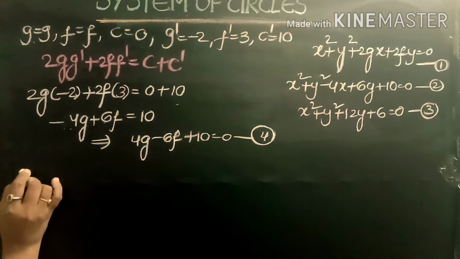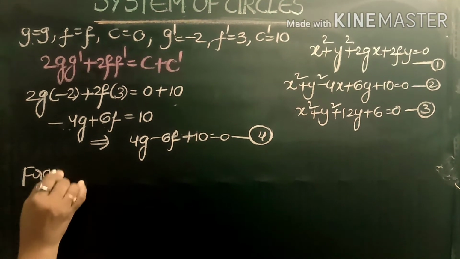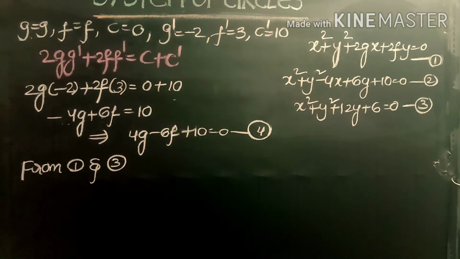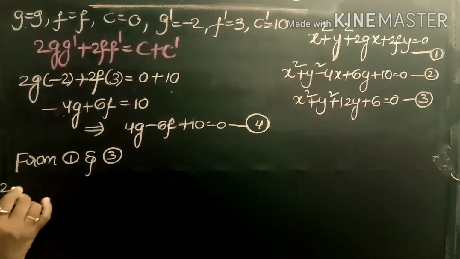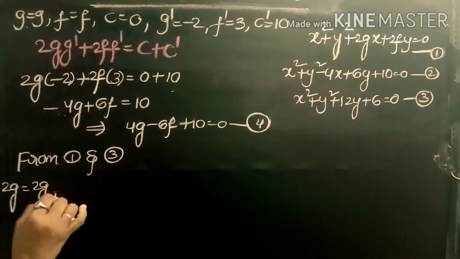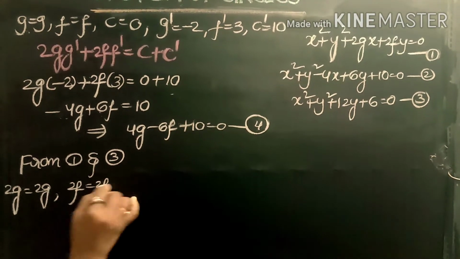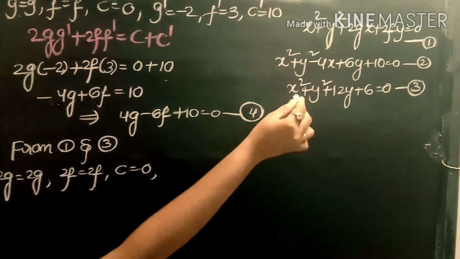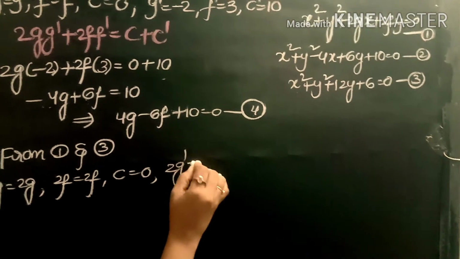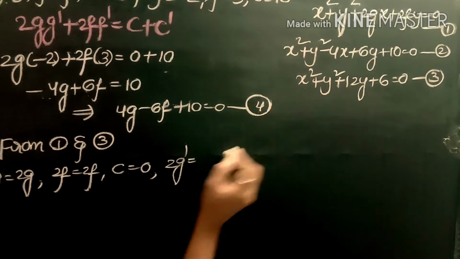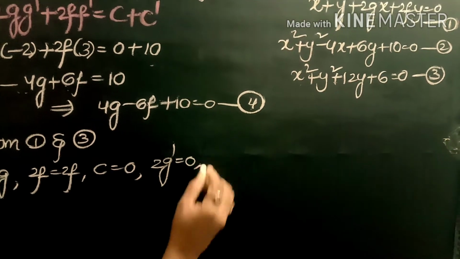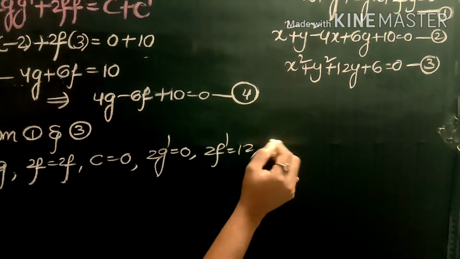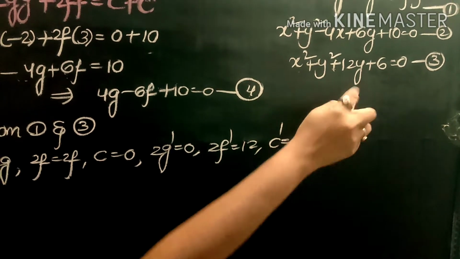That is from equations 1 and 3. So from the first equation we have the same values. 2g is equal to 2g, 2f is equal to 2f, and c is equal to 0. And from the third circle equation, 2g dash is equal to x coefficient. There is no x there, that is 0. And 2f dash is equal to y coefficient, 12. And c dash is equal to constant, that is 6.